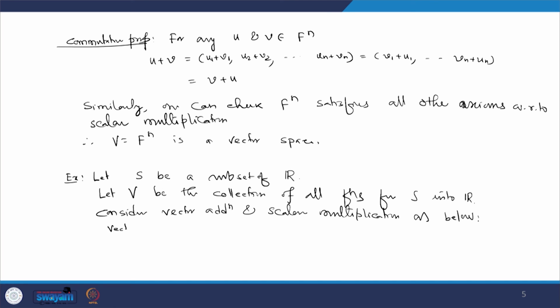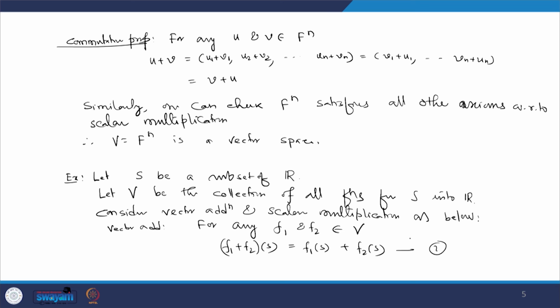Vector addition like this: for any f1 and f2 belonging to capital V, f1 plus f2 of s, because f1 and f2 are functions from capital S to R, f1 plus f2 of s is equal to f1 of s plus f2 of s. So, this is my vector addition.